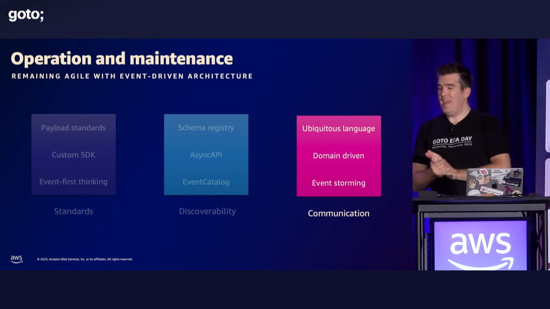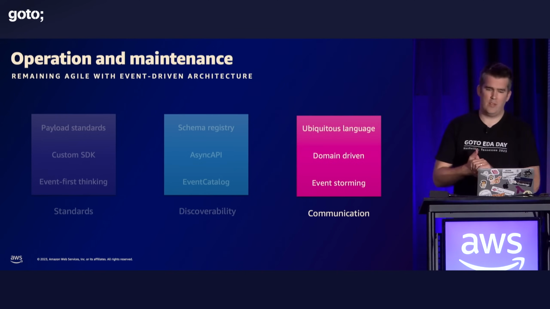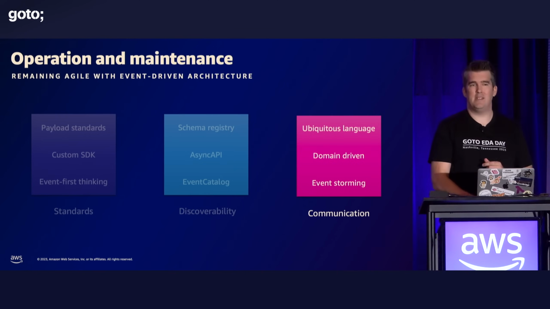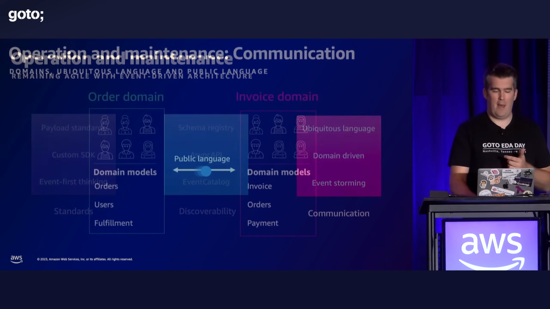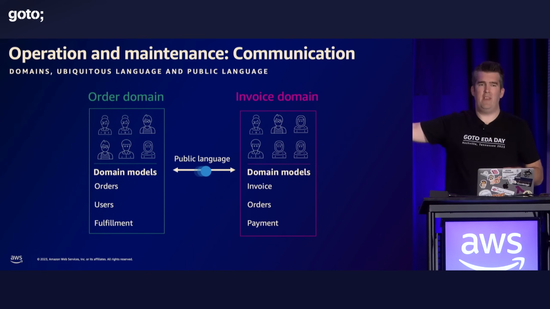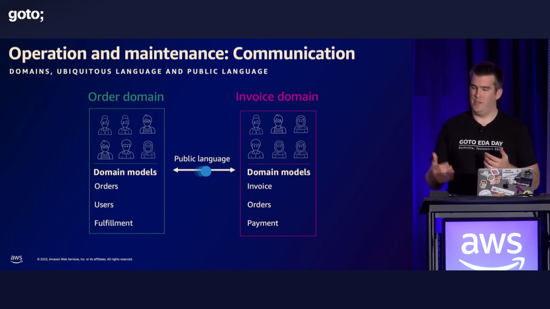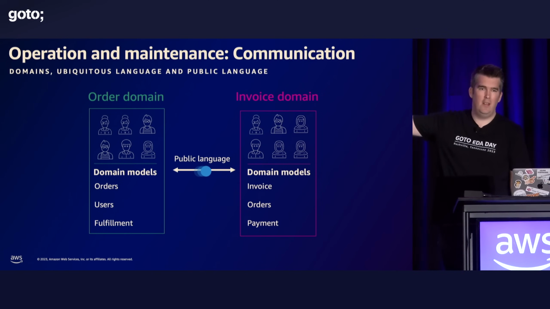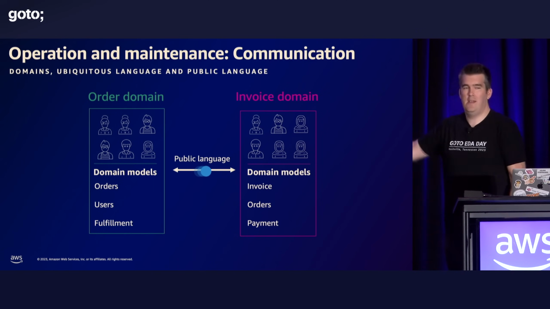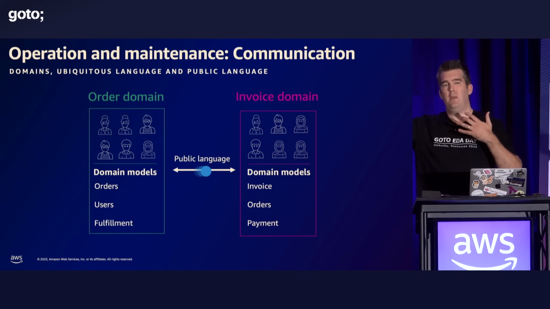And then finally, it's about communication. I talked about communication throughout the talk, but really embracing this, really thinking about these boundaries. We have the order domain, we have the invoice domain, the models inside the boundaries. The order can be completely different in the order domain than it is in the invoice domain. Remember, we're using events as a way to communicate between boundaries.